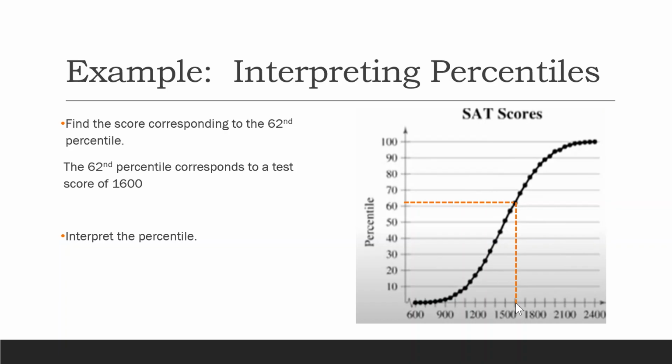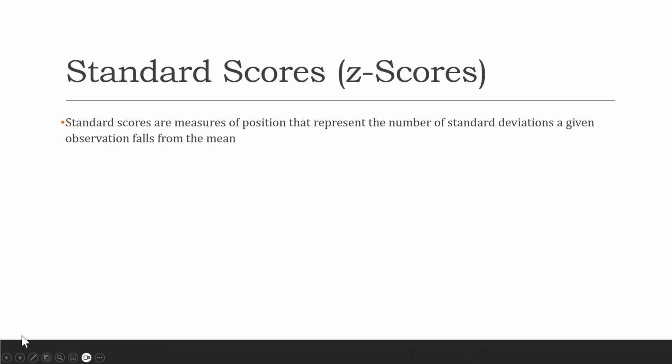So that means if a student gets a score of 1600, they're at the 62nd percentile, which means 62% of the students had an SAT score of that value or less. All right, and so that's something about percentiles. It gives you the score at which you're at or below that percentage, or that percentage is at or below that score.